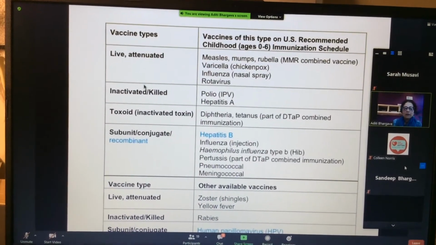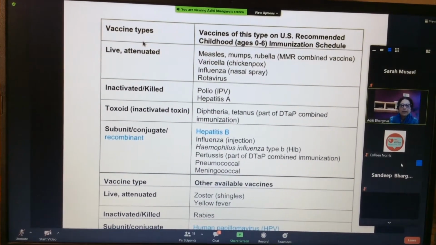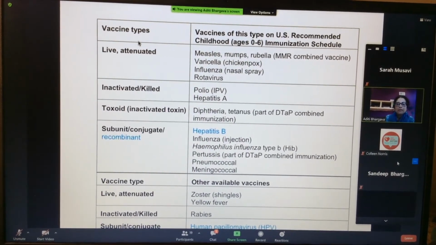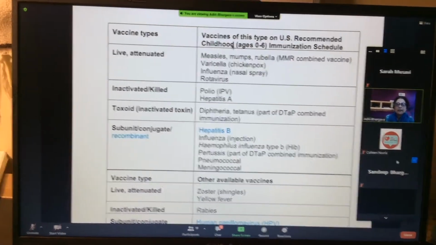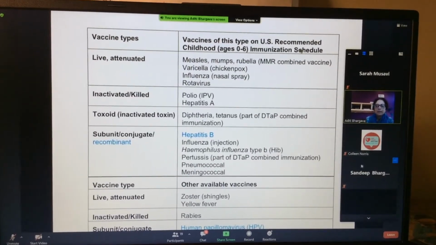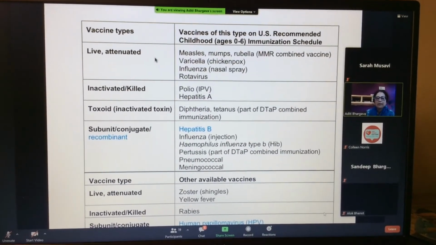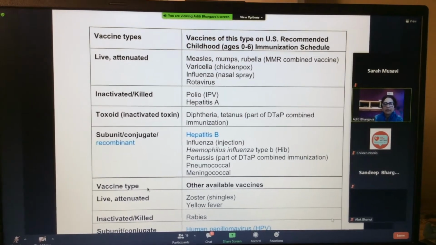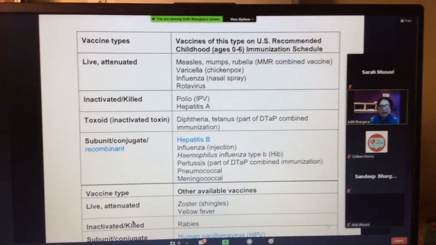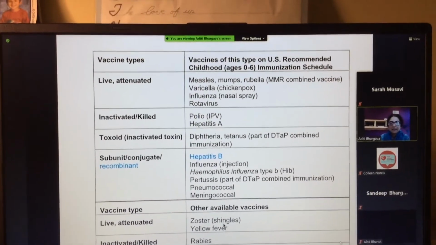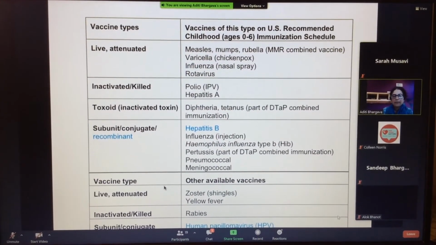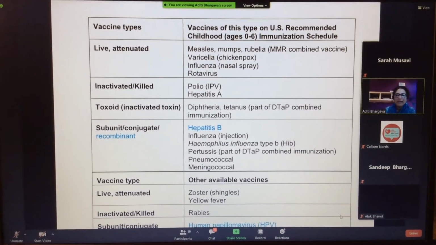So let's talk very quickly about the different kinds of vaccines that we have. Traditionally, some of these, of course, are recommended in the US, which are on the top panel, and then on the bottom panel are vaccines that are suggested that people take in the US, but they're not sort of mandated, if you will.